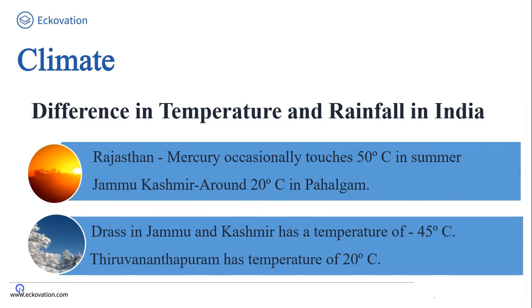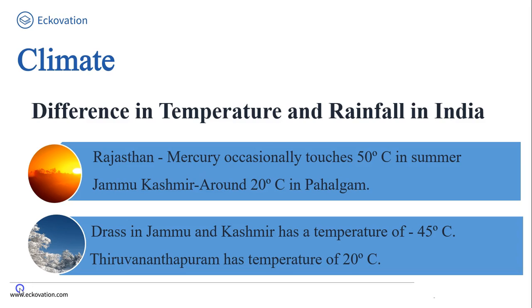Friends, when we talk about summer, the mercury occasionally touches 50 degrees in some parts of Rajasthan, whereas in contrast, when we talk about Jammu and Kashmir, the temperature moves around 20 degrees Celsius in Pahalgam in Jammu and Kashmir.